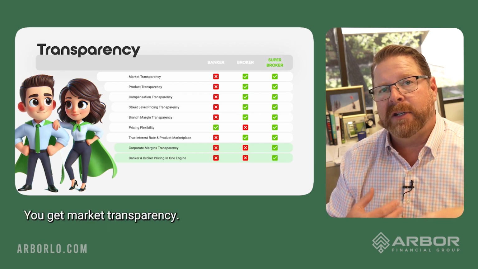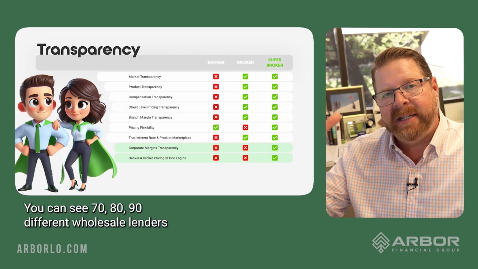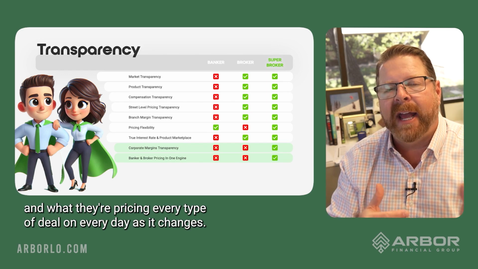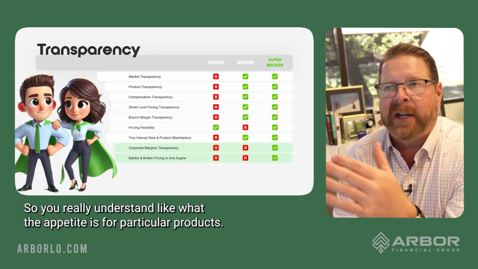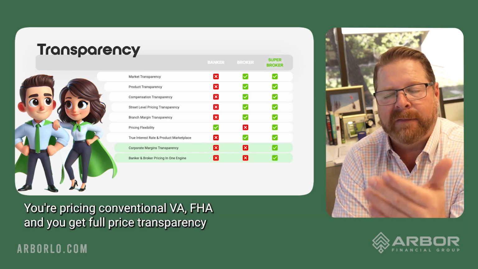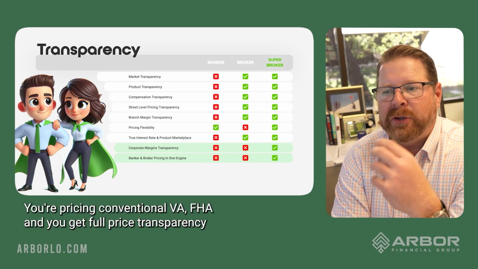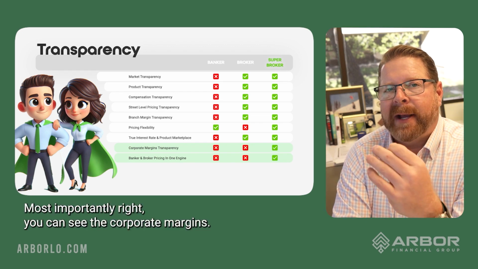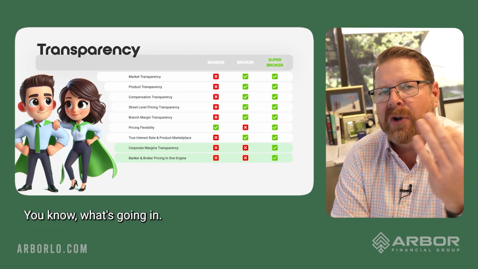You get market transparency. You can see 70, 80, 90 different wholesale lenders and what they're pricing every type of deal at every day as it changes. So you really understand what the appetite is for particular products. Same thing with product. You're pricing conventional, VA, FHA, and you get full price transparency by product. Most importantly, you can see the corporate margins, you know what's going in.